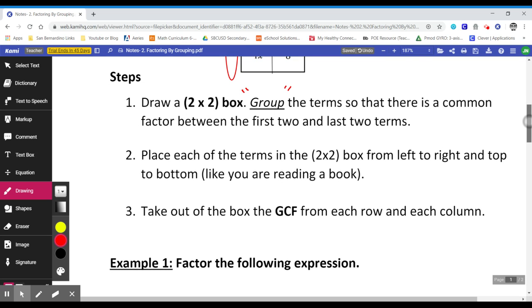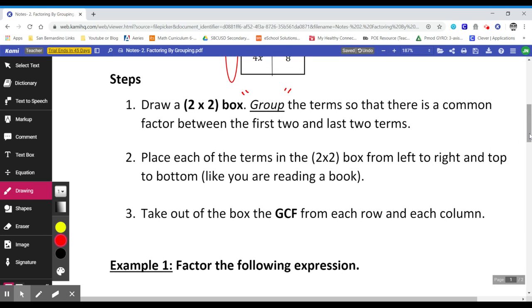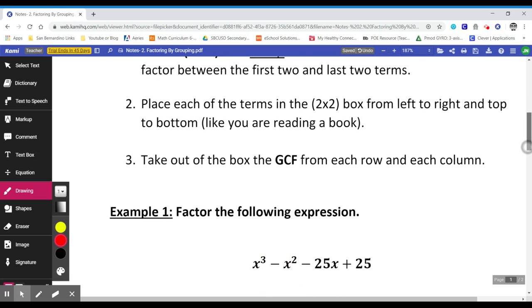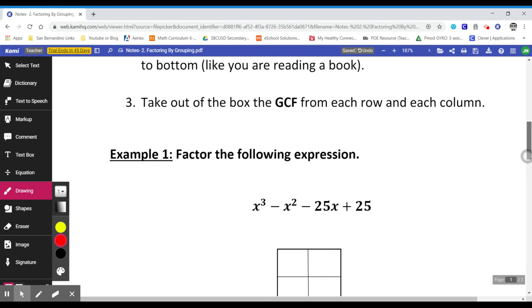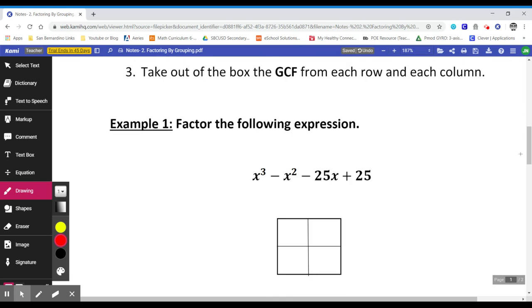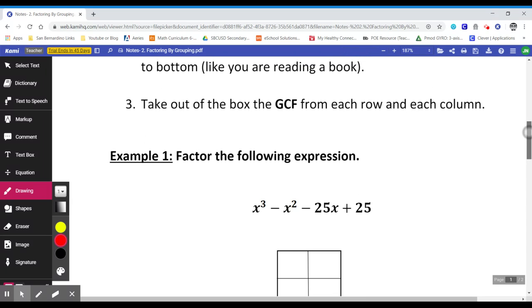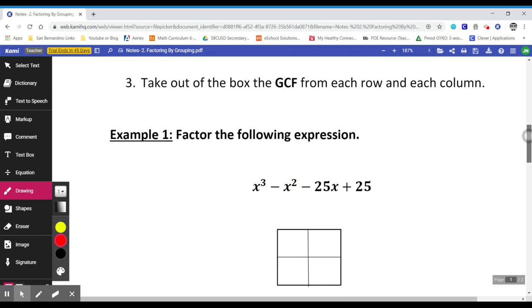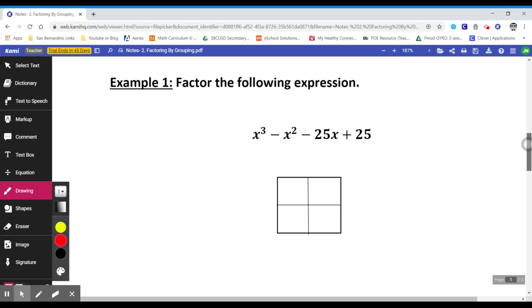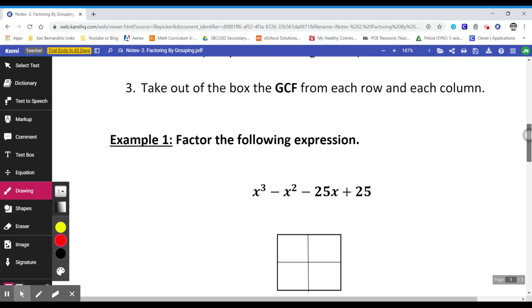Step two is place each of the terms in the 2x2 box from left to right and top to bottom, kind of like you're reading a book. Step three, take out the greatest common factor from each row and each column. We've done that in the last lesson. And then finally, write down the answer on the outside of the boxes, and you can write it as a binomial multiplied by a binomial.